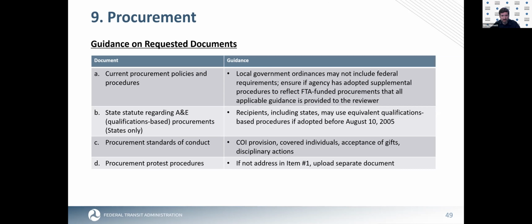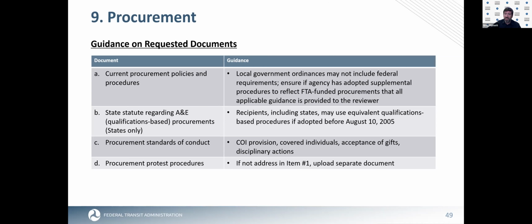Continuing on to item B, you've probably heard of the term A&E procurements. That stands for architecture and engineering. So if you're procuring A&E services, FTA says you have to do that in a specific way. It's usually called a qualifications-based procurement process. Sometimes we refer to it as a Brooks Act procurement.